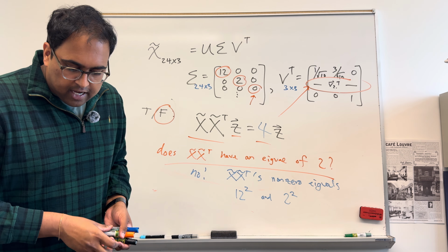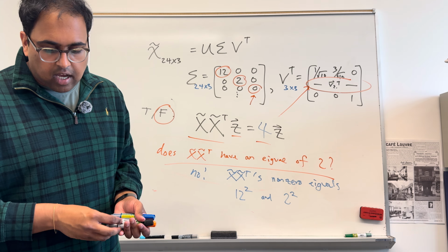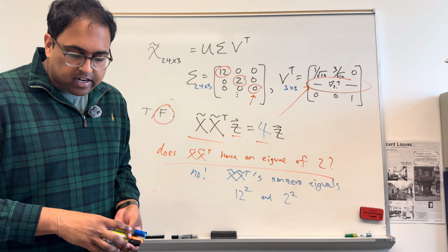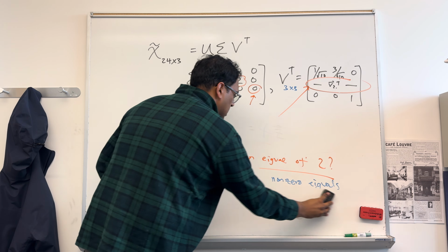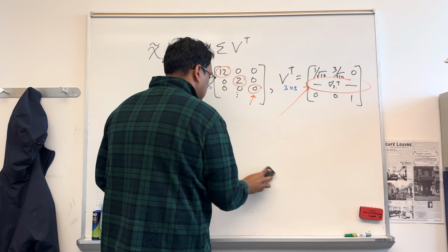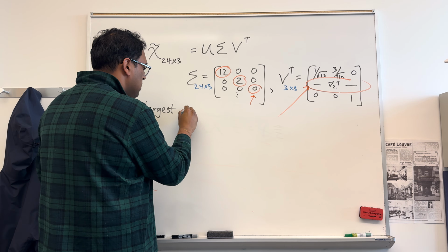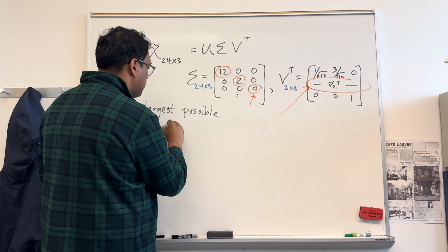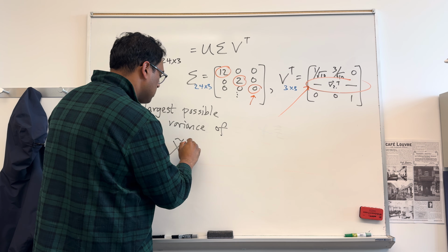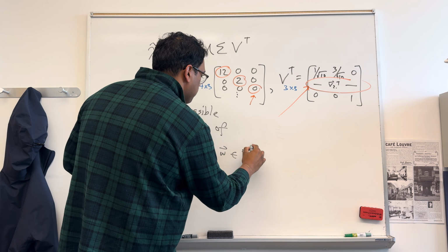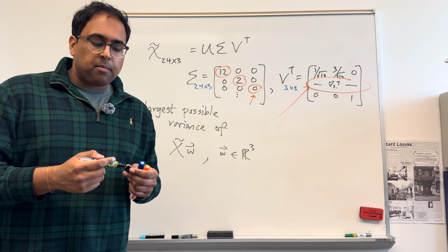Okay. The last part. What is the largest possible variance of the components of xw, where w is a unit vector in R3? Largest possible variance of xw, where w is in R3. This is asking us to really understand how principal components are formed.